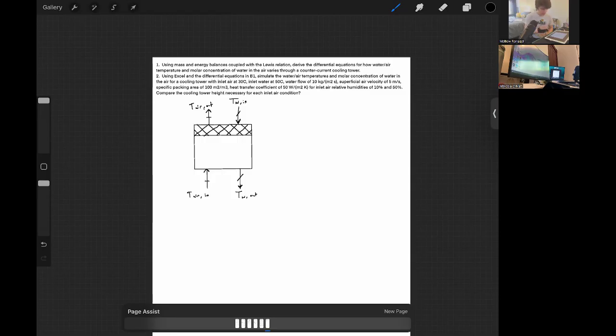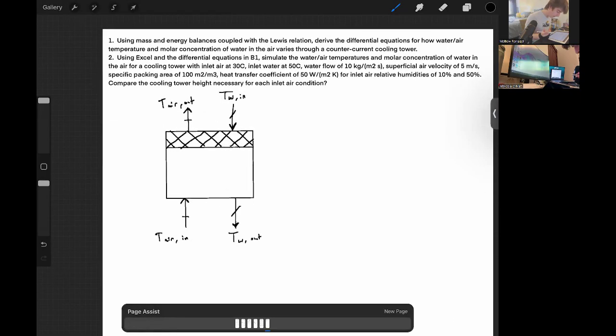So, I've made a simple diagram here. This is meant to be a cooling tower where we have some column of air traveling through with water traveling through, where effectively the water would get cooled by the counter current of the air passing through. And we have some packing area over here as indicated by the lattice lines that I've made.